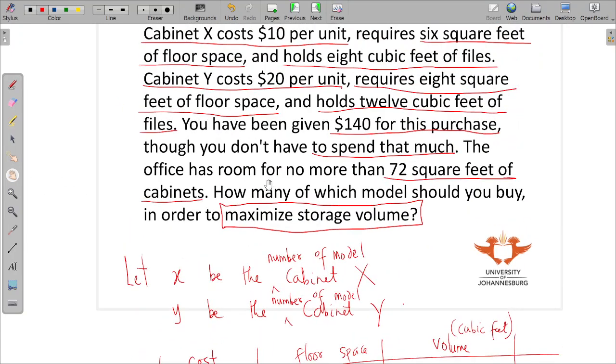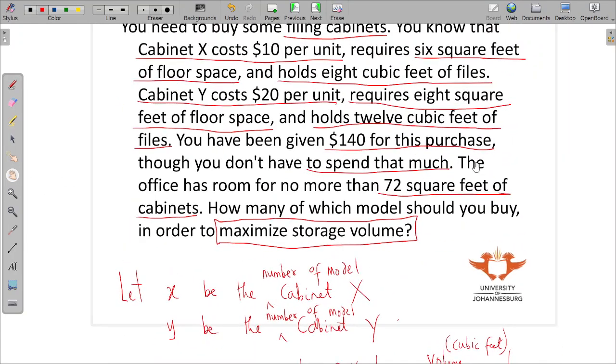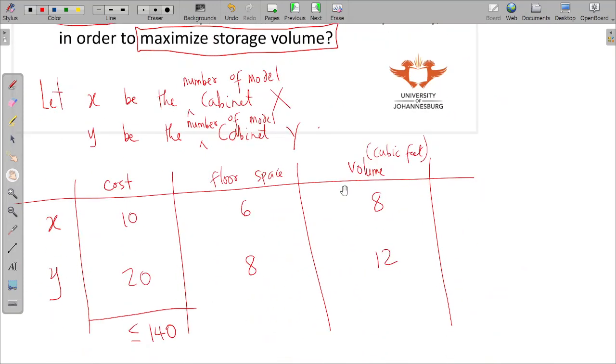Let's go on and see which one also has a limitation. The office has room for no more than 72 square feet of cabinet. So the floor space also has a limitation, which is 72, no more than.